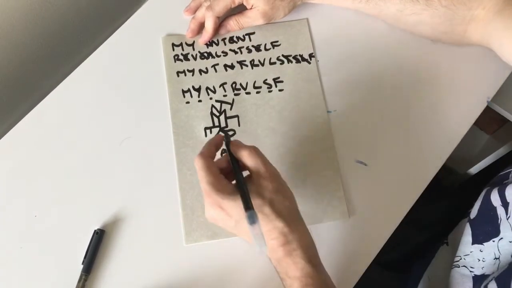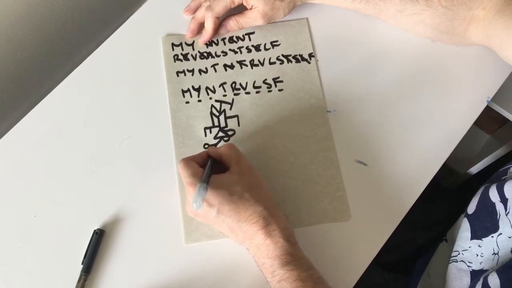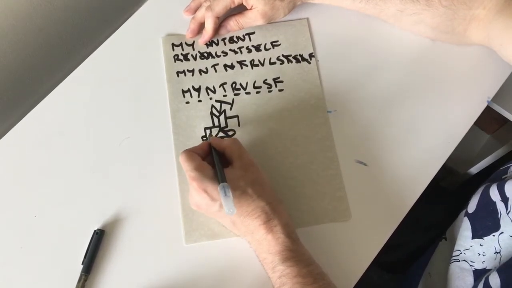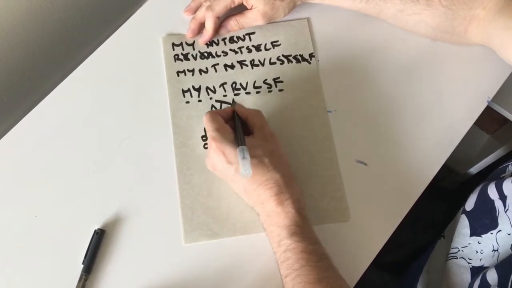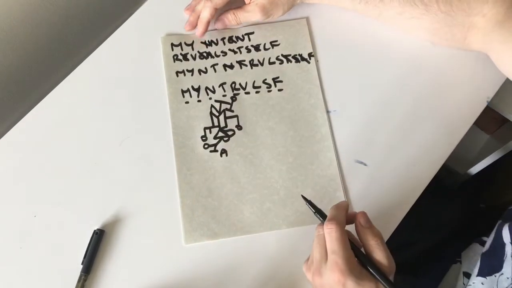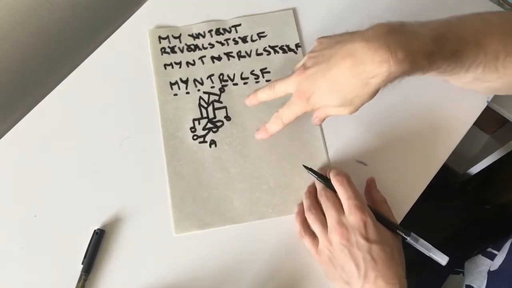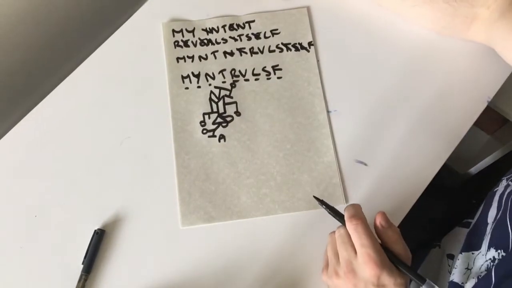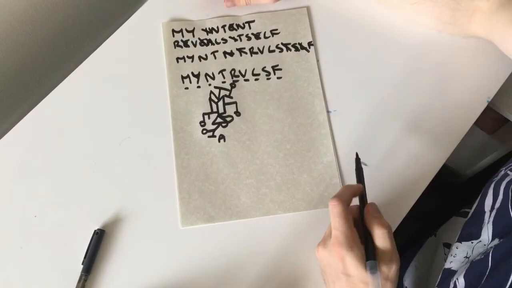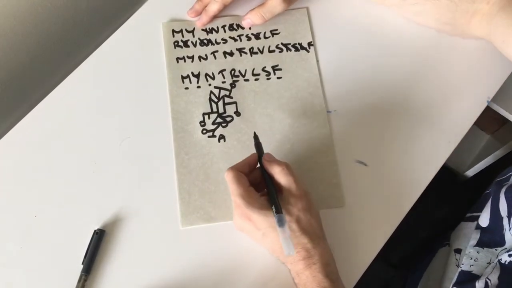To top them off, I put circles and lines because in planetary magic these represent the beginnings and the ends. It also makes them look less letter-like and more sigil-like. So there's my first sigil, the A version. My intent reveals itself.